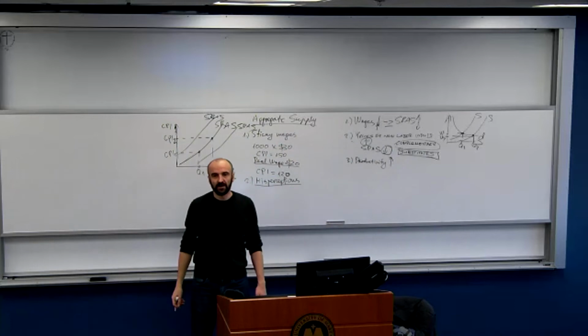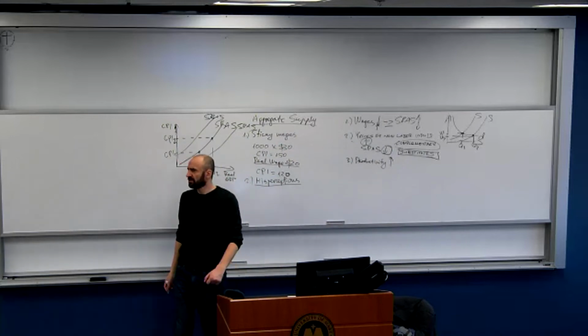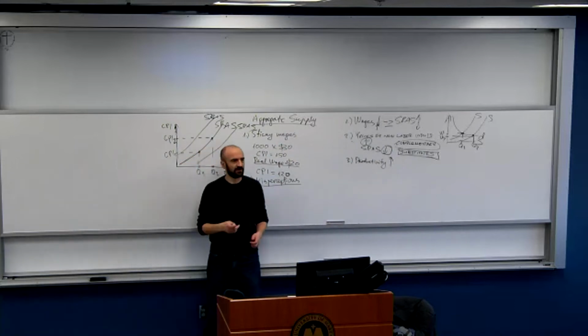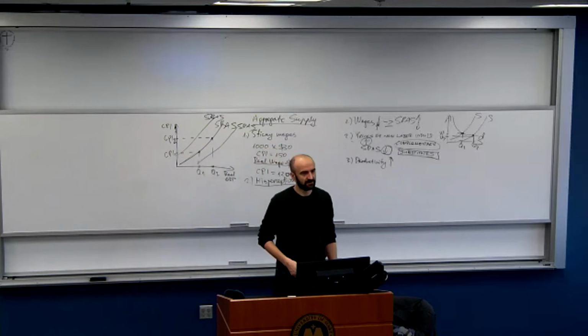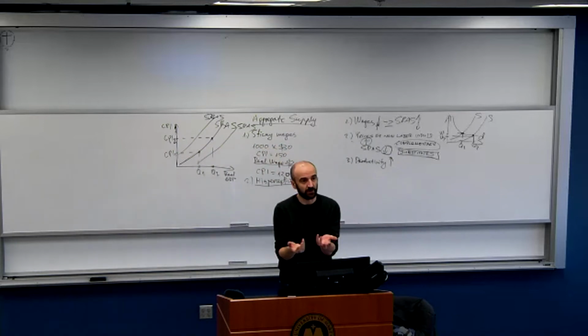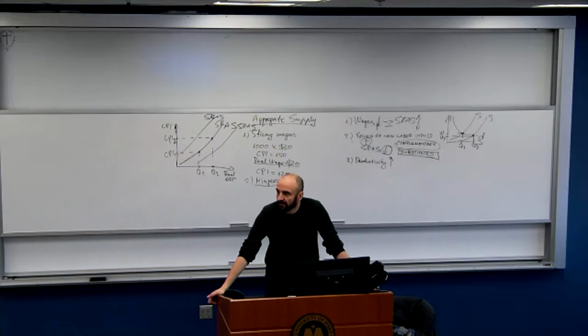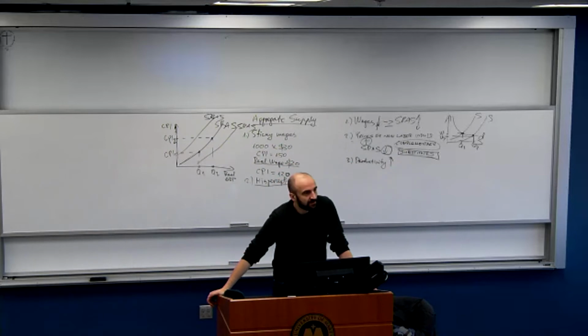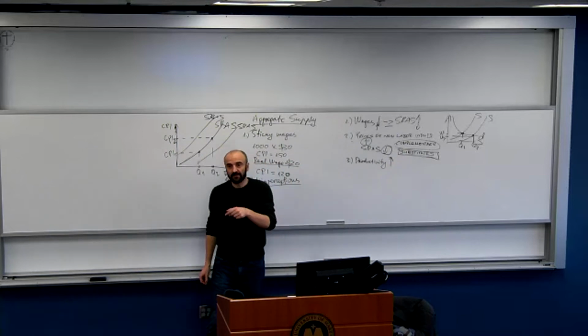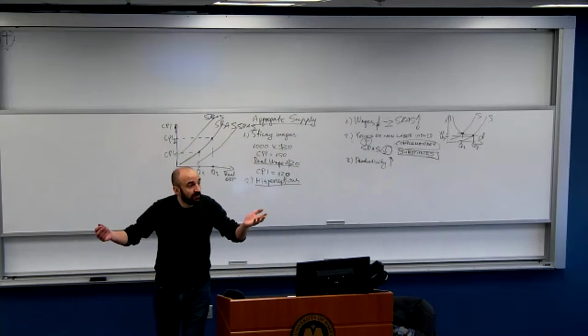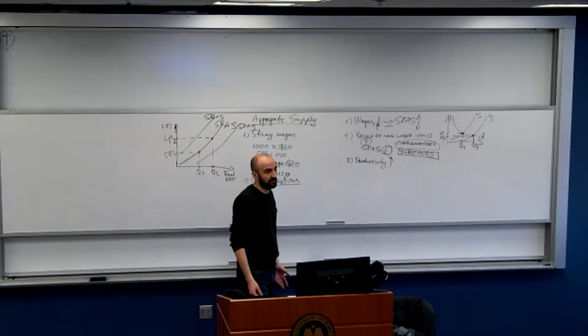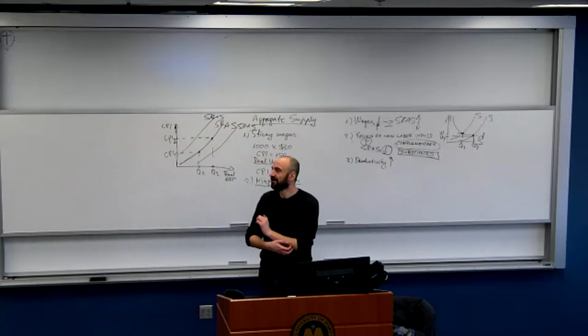What can cause physical productivity to increase? Can you give me a couple of examples? We're talking about physical productivity of labor. How much one single worker can produce. New technology? Yeah, new technology. You're working with a better machine, you can make more. What else?